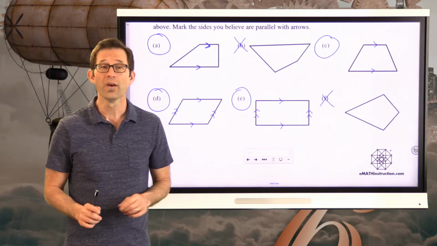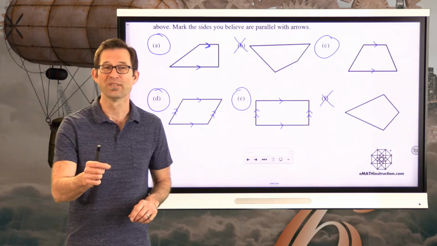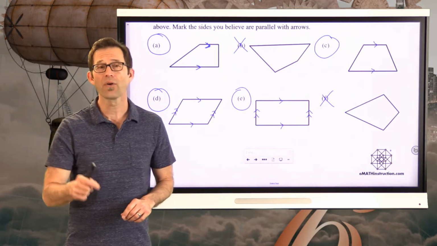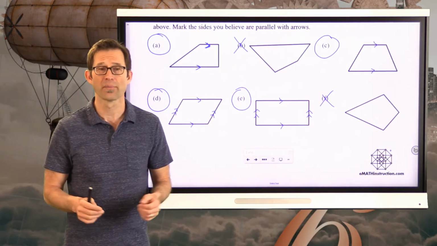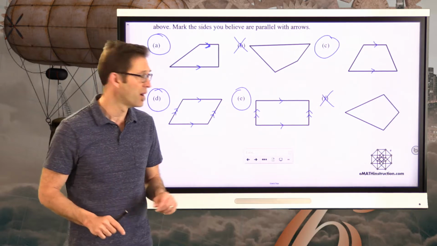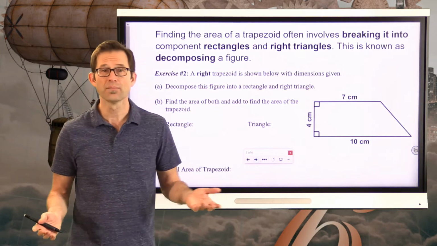So, hopefully we can recognize a trapezoid when we see one. The question is, how do we find the space inside of a trapezoid, i.e. the area of a trapezoid? So let's keep talking about that.